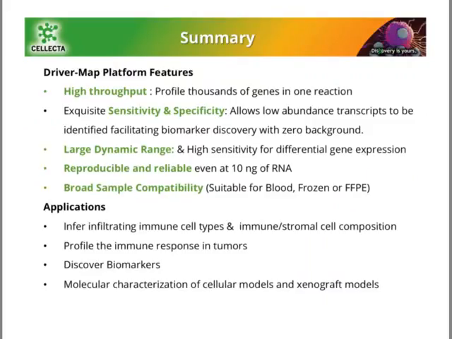So I'm here trying to summarize on my last slide so that we have enough time to talk about your questions. This platform is meant to be high throughput. That's what we've tried to look at, profiling thousands of genes in one reaction. As a platform, we're moving towards genome-wide. Because you're looking at one reaction, throughput is extremely high, and that's also a cost-saving benefit. Sensitivity and specificity is what we've looked at. We've tried to look at low abundant genes as well as very high abundant genes, so it gives you an idea to look at both. They're reproducible and reliable even at 10 nanograms of RNA, and it has broad sample compatibility. And as I mentioned before, these are some of the applications that we've focused on.